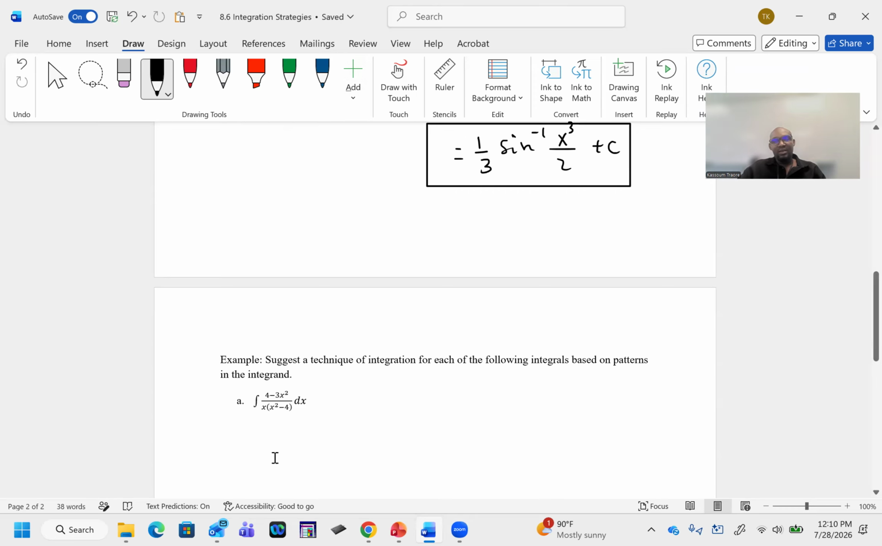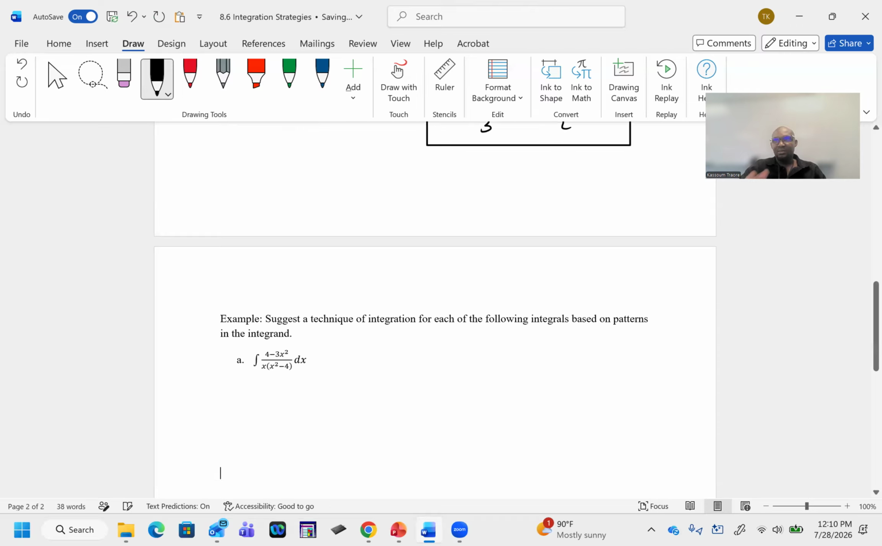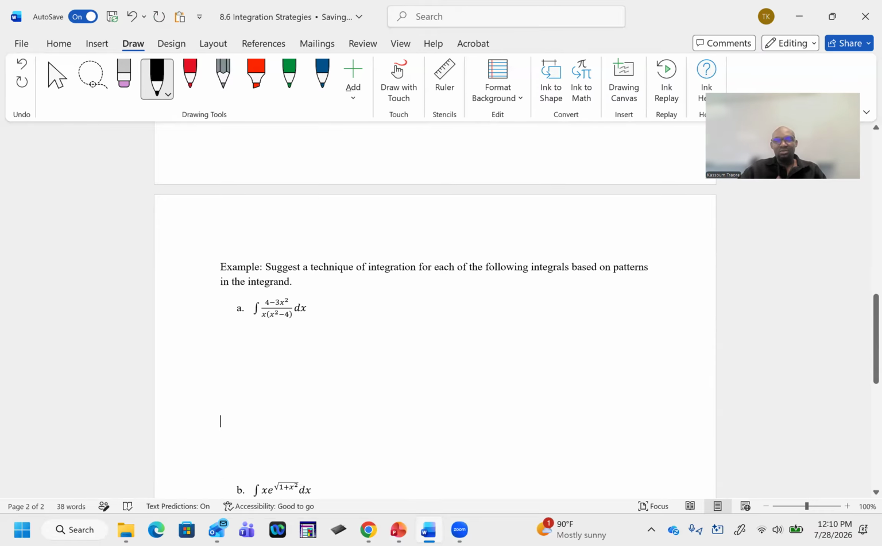So first thing for A, one thing I will do first is distribute the x in the denominator, to see what I will get. So I know the integral of 4 minus 3x squared divided by x times x squared minus 4, sorry, not 4x, dx. If I distribute the x in the denominator, I will get what? 4 minus 3x squared divided by x cubed minus 4x, and of course, dx.